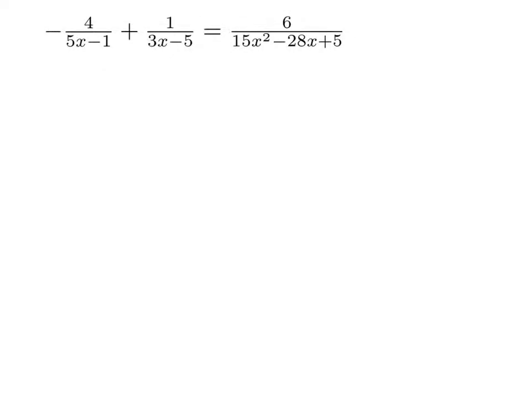In order to solve for x in this case, this is what I'm looking at for now, the left side of the equation. So what I'm going to do is try to get a least common denominator. In order to do that, I'm going to use this denominator and this denominator and multiply them together. So I'm going to use 5x minus 1 multiplied by 3x minus 5.